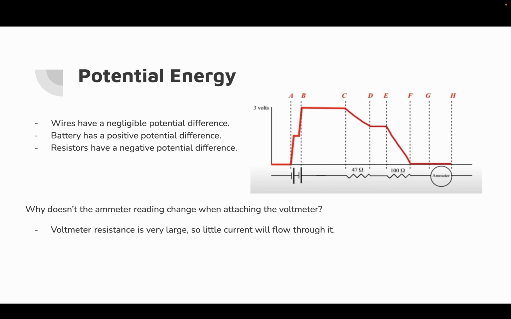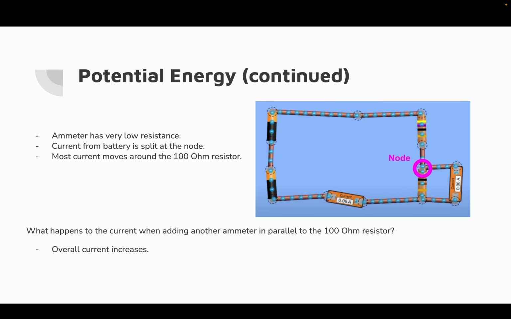At point GH, we can see the ammeter reading remains at 0 when attaching a voltmeter. This is because the voltmeter's resistance is large and little current flows through it, because current likes flowing through the path of least resistance. Next, we add an extra ammeter in parallel to the 100 ohm resistor and find that the overall current increases again. The reason for this is that ammeters have very low resistance, so most of the current at the node flows through the ammeter because there's less resistance there.